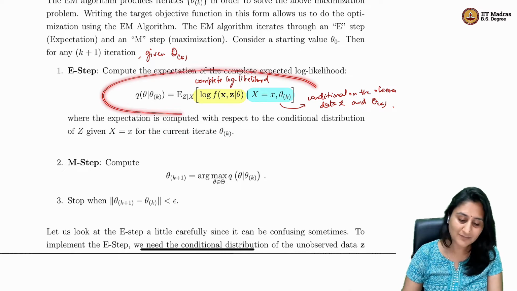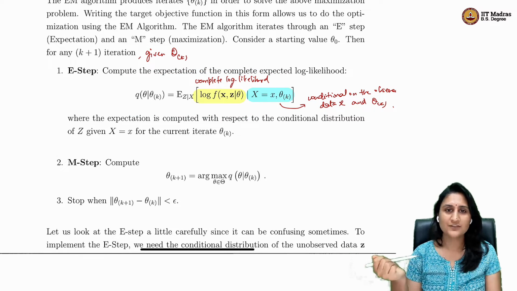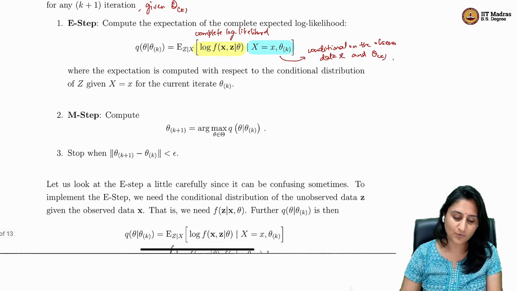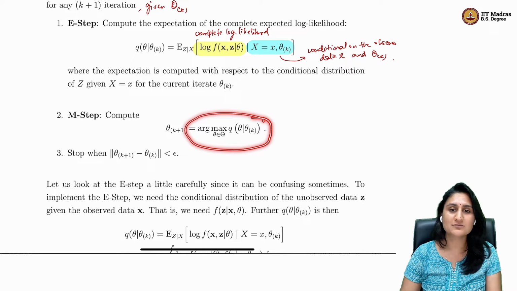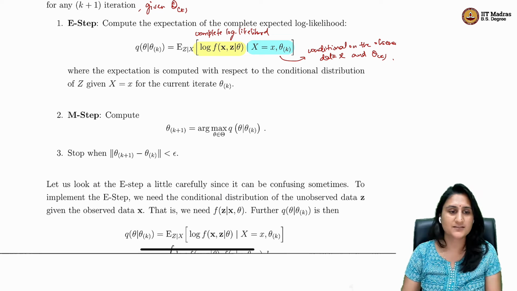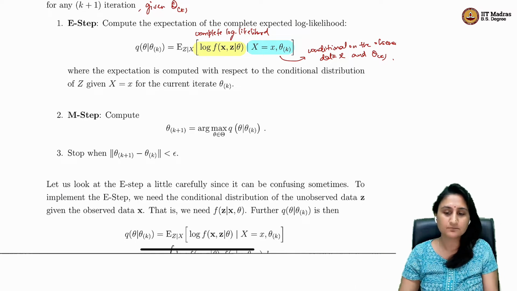Now, whatever we get from this step is a function of theta given the current value theta k. So for different values of theta, this takes different values. And what the M step does is it says, okay, find the value where this Q is maximized, and that is theta k plus 1. So theta k plus 1 is the argument that maximizes Q of theta given theta k. When the update size is sufficiently small, we can essentially stop our process.